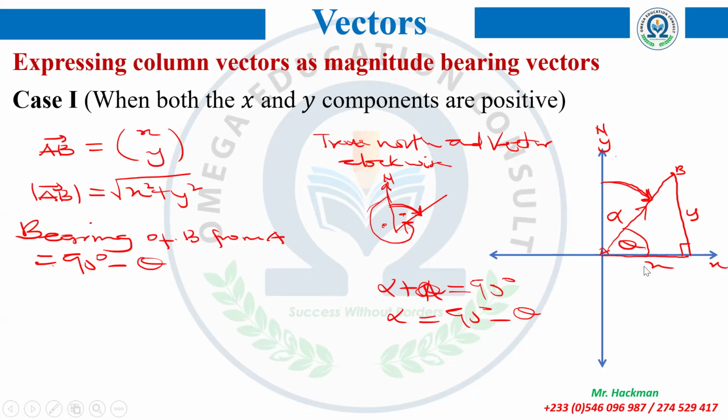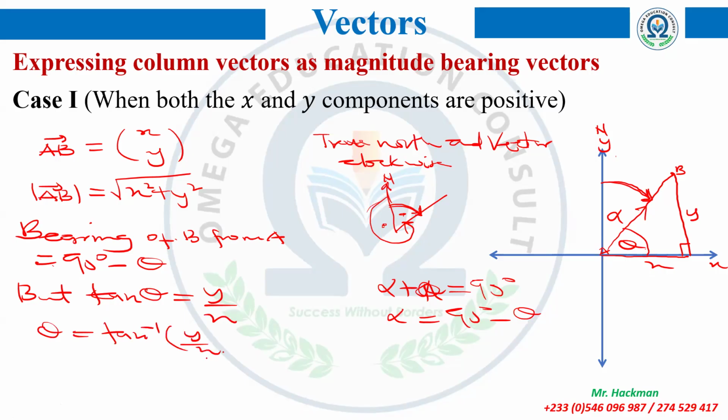However, you can easily find theta by using the appropriate trig ratio. In this right angle triangle, opposite is known, adjacent is known. So tan theta will be equal to opposite, which is y, over x. Remember, these will be values going forward. So theta will be equal to tan inverse of y over x, which we can do with our calculator, knowing the values of x and y. So theta will be known, and once you know theta, you subtract it from 90 degrees and you will get your bearing.